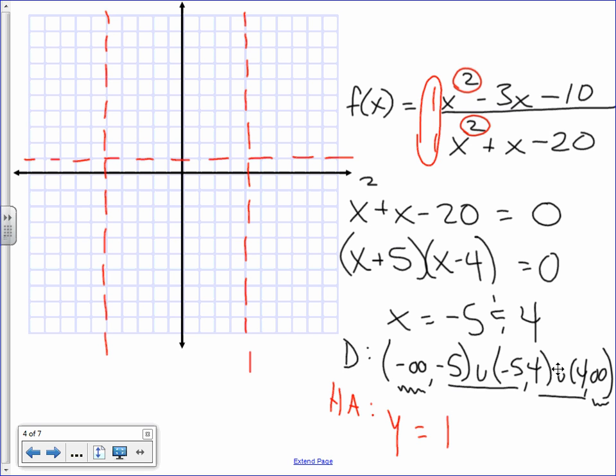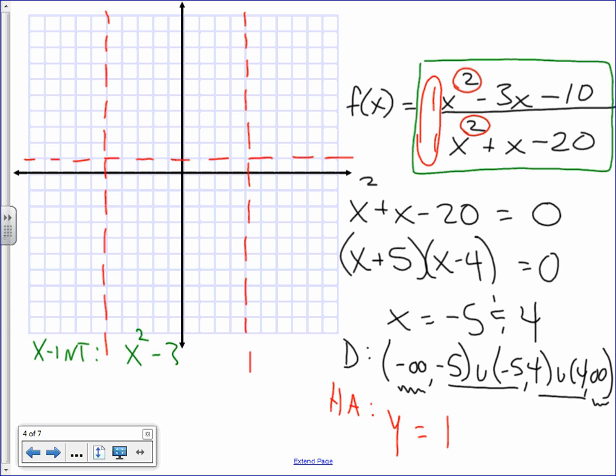So identify our zeros. The zeros of a function are values of x that yield a value of 0 for the function. And if our function is a fraction, as it is here, the only way a fraction can equal 0 is if the numerator equals 0. So our x-intercepts are the zeros of the numerator.